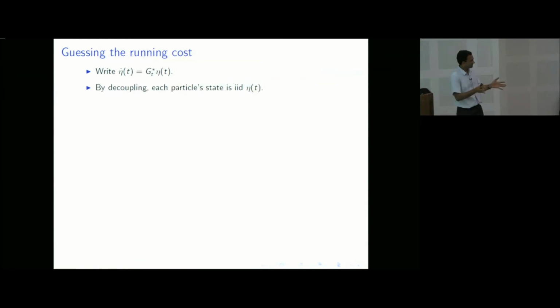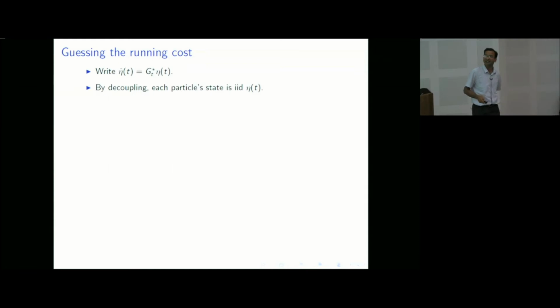Now, here's another assumption: let's assume that by decoupling, the particles' individual states are actually IID with this distribution eta of t. This also requires a justification, but remember that for proof, I'm following a different route. For heuristics, I'm following this route. So let's give this to ourselves.